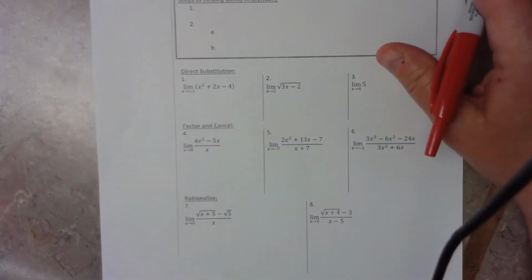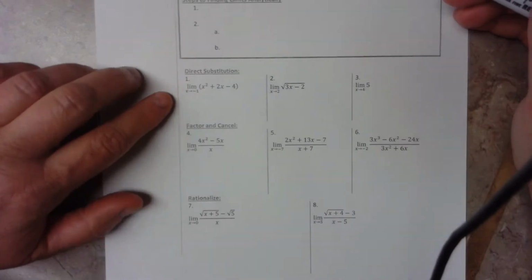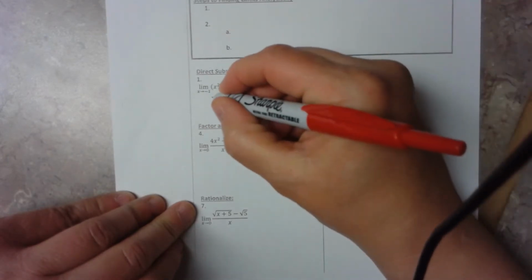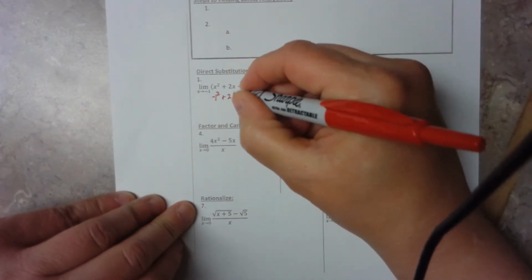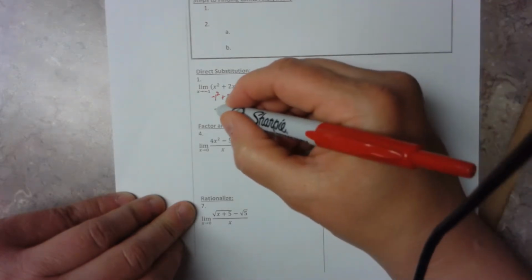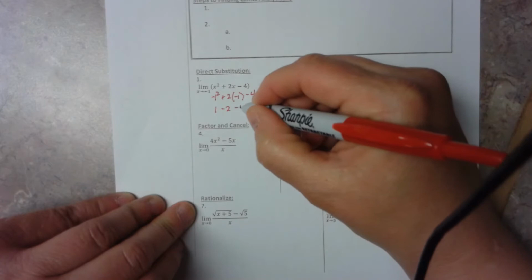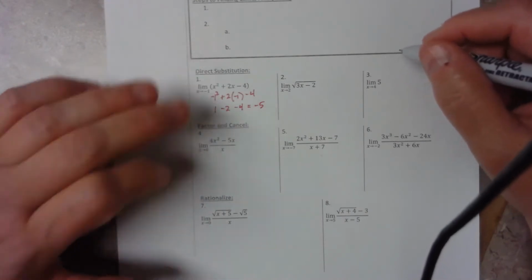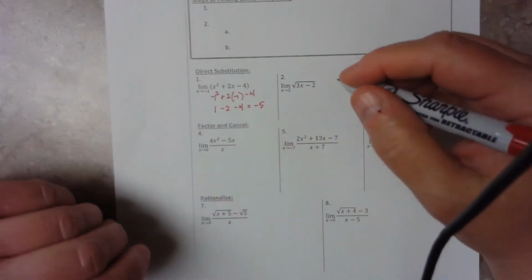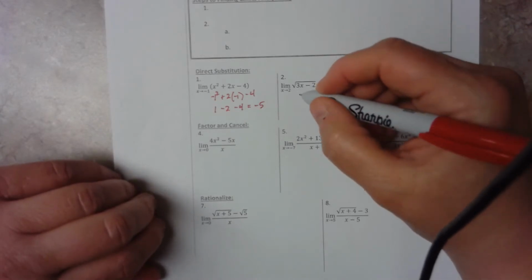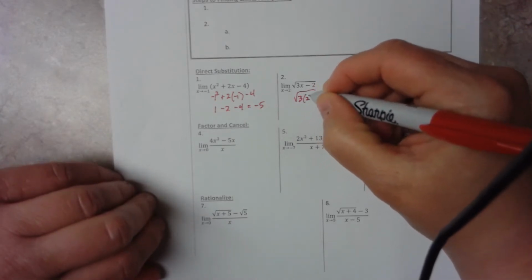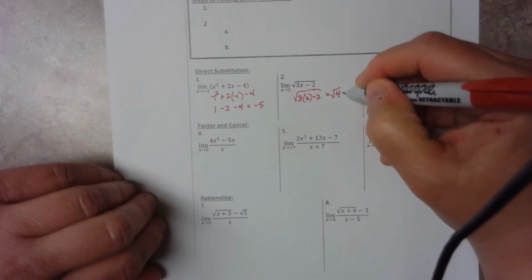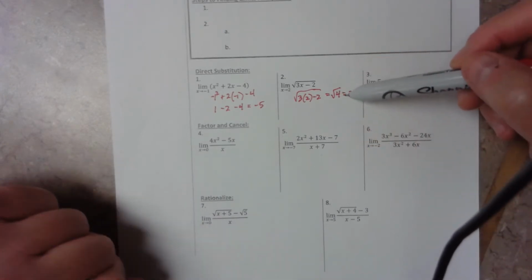There's a couple of ways to find limits. The first one, and the easiest one, is direct substitution. Negative 1, I'm going to put negative 1 into this function. Well, negative 1 squared plus 2 times negative 1 minus 4. So 1 minus 2 minus 4, and that equals negative 5. So the limit as x goes to negative 1 of that function is negative 5. And I could graph that and find that as well. What about number 2? Well, the square root of 3 times 2 minus 2 equals 6 minus 2 is 4. So the square root of 4 equals 2. So if I graph that, I'd be able to bear that out.